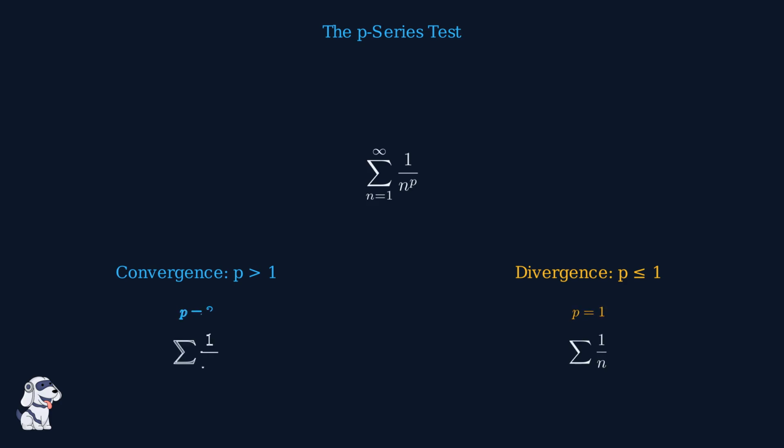Consider the harmonic series where p equals 1, which diverges. Contrast this with a p-series where p equals 3, which quickly converges because the terms shrink fast enough.